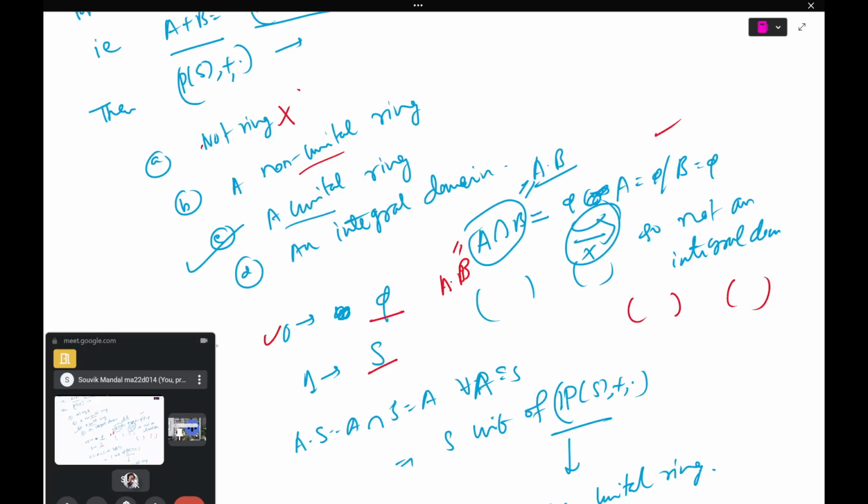For the unitary ring case, we need to find whether it has a unit or not. Now A dot S is equal to A intersection S is equal to A. So S is the unit. So that's why the only correct option is option C. That's the answer. Do you understand?